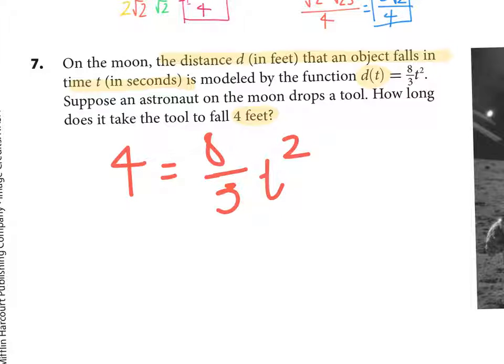So how am I going to solve this? How do I get rid of that 8/3? I divide by 8 over 3, or I can multiply by what? 3 over 8, because dividing by a fraction is the same thing as multiplying by the reciprocal.